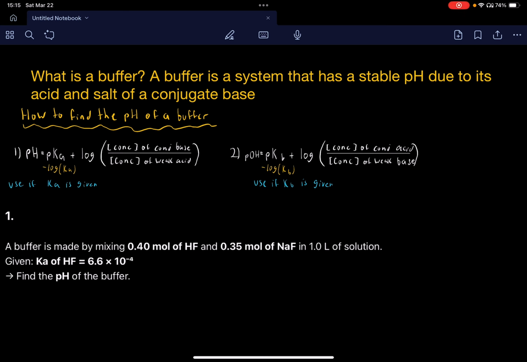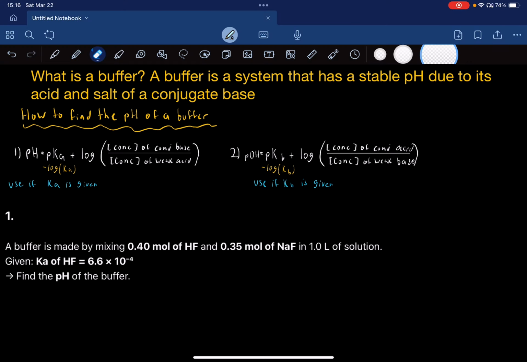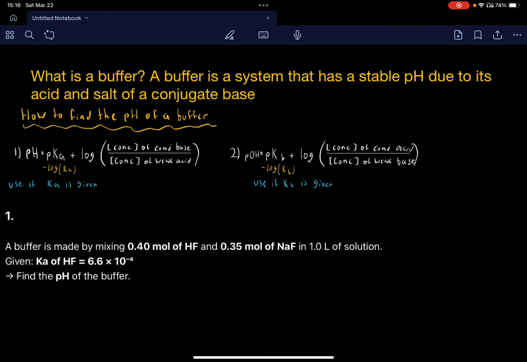I'm only going to be using these two equations because my professor is lenient with the method that we use as long as we get the right answer. And I personally believe that using these two equations is easy if you memorize them and know what to plug in where. So before we start, let's talk about what a buffer is and why it is important.